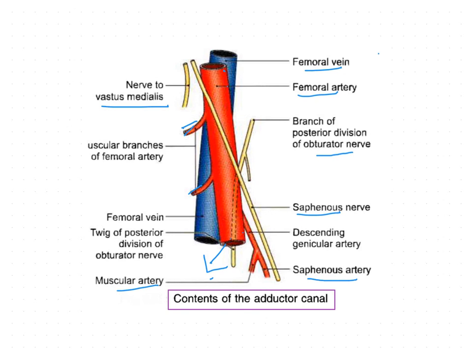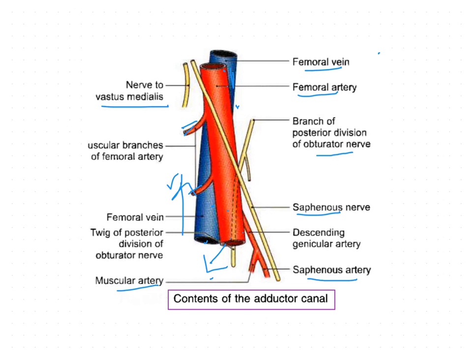If you see, the femoral vein begins as the upward continuation of the popliteal vein. So this one comes in an upward direction, from the popliteal fossa. The femoral vein lies posterior to the femoral artery in its upper part, and lateral to the artery in the lower part of the canal.